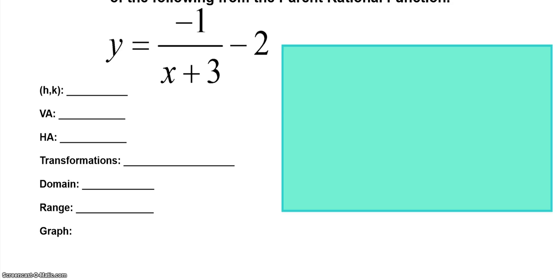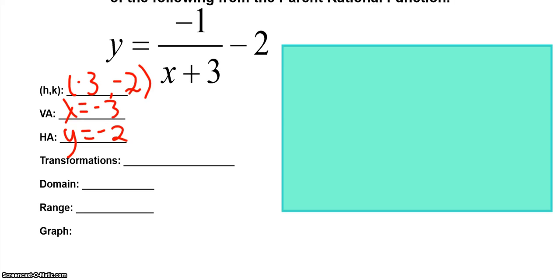Alright, first thing I want you to do is state your hk. So my h, opposite of positive 3 is negative 3, and then I have a negative 2. Alright, for my hk, I can go ahead and state my asymptotes. So vertical asymptote is x equals h, so x equals negative 3. Horizontal, y equals k, so y equals negative 2. Alright, I'm going to skip the transformations right now. I will come back to it.